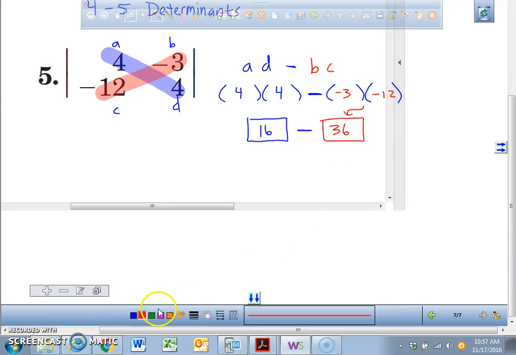Okay? And you get negative 20. And that's your determinant. That's your determinant for this 2 by 2 matrix. So the cool thing is, let's say you mess up and mix up your B's and your C's. As long as you understand it's the product of the blue minus the product of the red, that's going to be your answer. You should be able to complete those first few problems relatively easily.